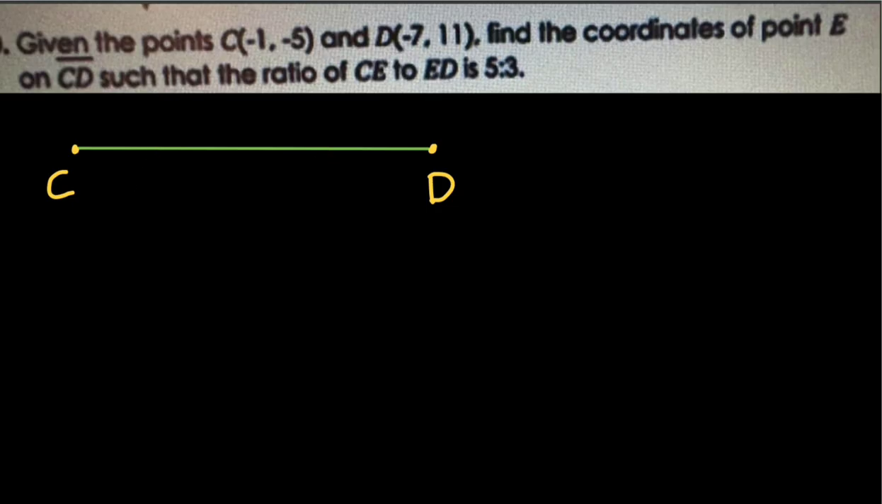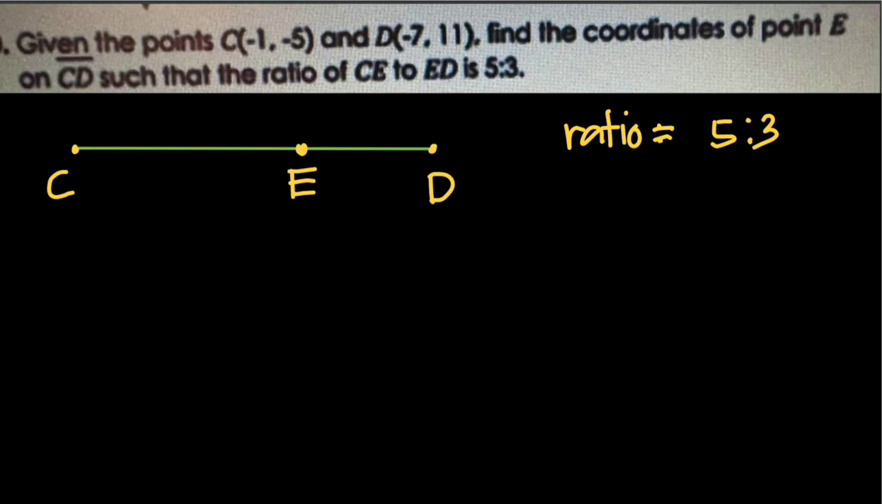So let's just put point E anywhere. We're given the ratio 5:3. Point E here is not the midpoint of segment CD, but the point is on segment CD. So this is a problem on the section formula, so we can use the section formula on this.